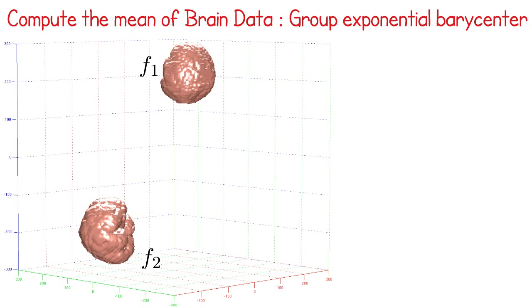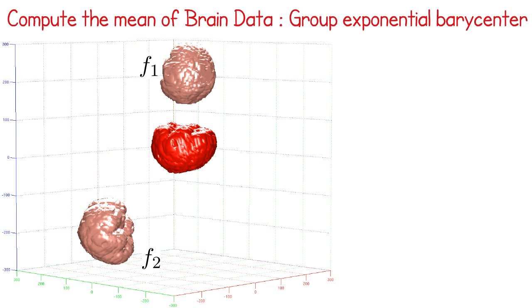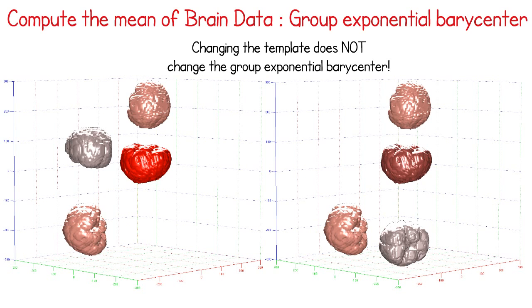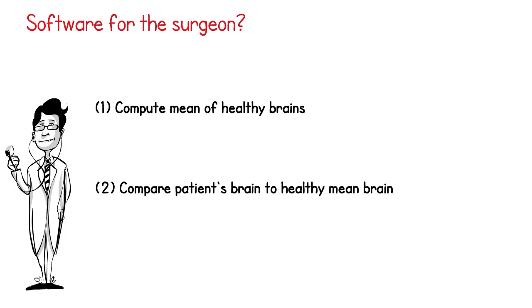Now, let's compute the group exponential barycenter. If you show the action of the group exponential barycenter on the template, you get this. It looks like a brain, and if you change the template, it's consistent. So, you think the group exponential barycenter is a good option for your software? Why not? But how do you quantify the difference between brains now? You don't have any metric. The surgeon is back, and he wants the software you promised. What do you deliver?